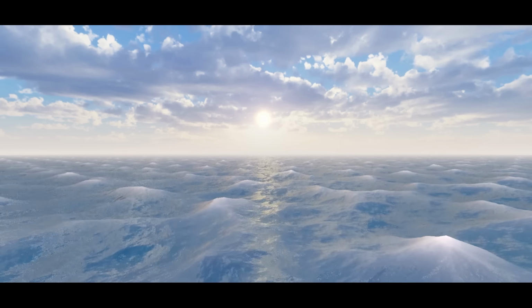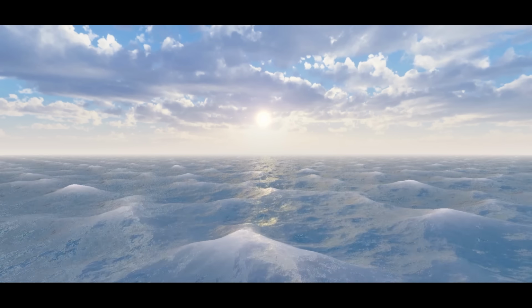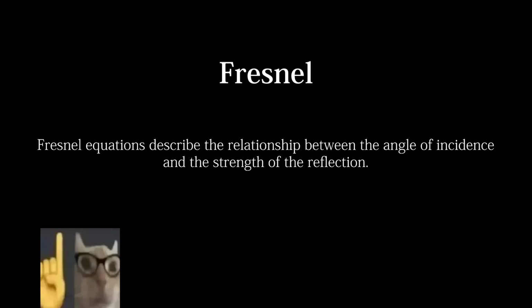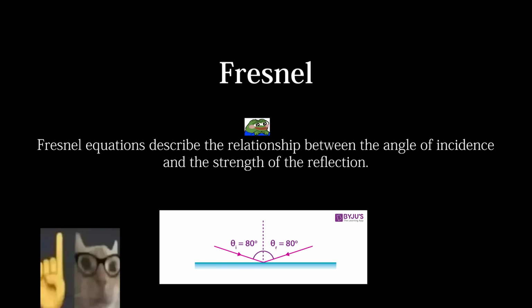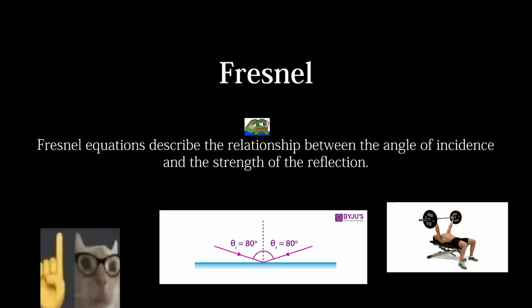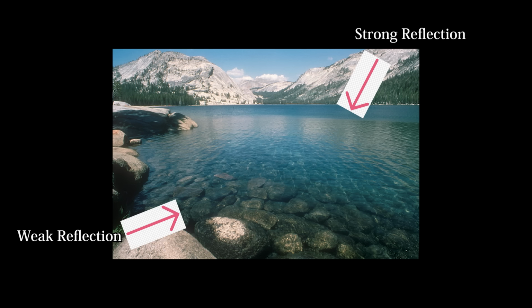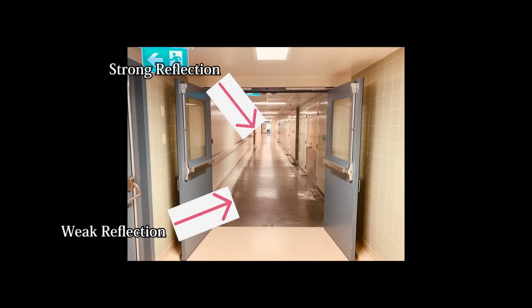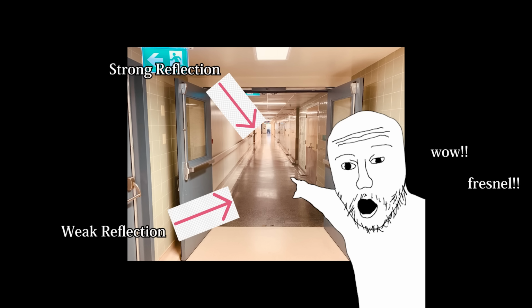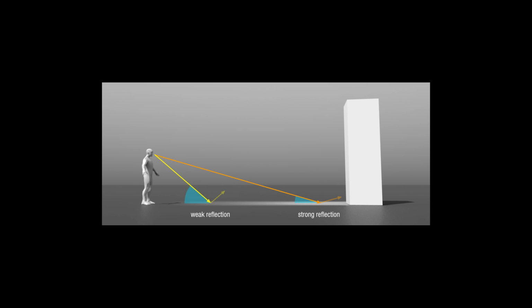This immediately makes our water look much better, but it's not quite correct yet because we aren't taking Fresnel into account. Fresnel describes the relationship between the angle of incidence and the strength of the reflection. Essentially, surfaces exhibit much higher reflectance when viewed at near grazing angles. This is something you observe every day of your life, but now when you see it, you can point and say, wow, Fresnel.